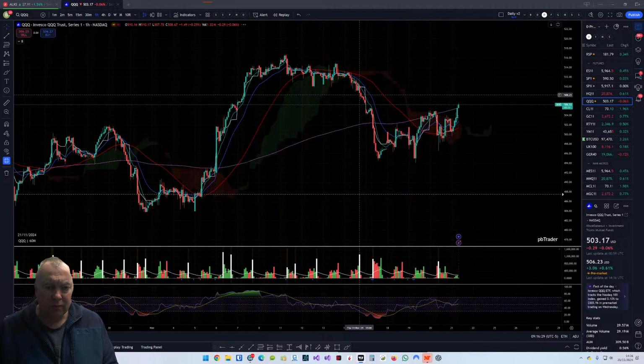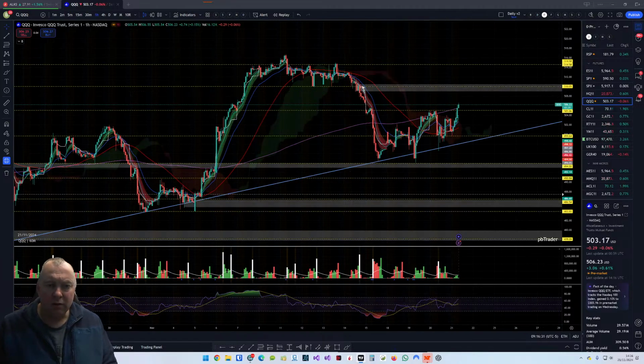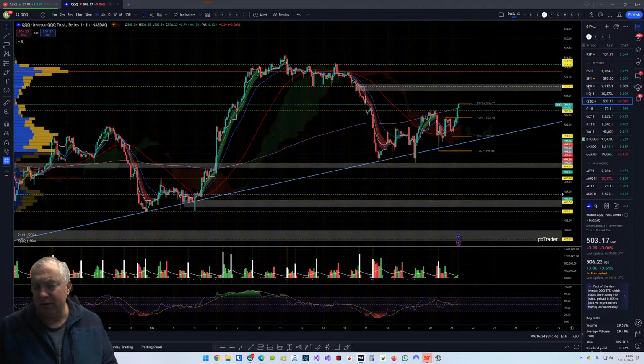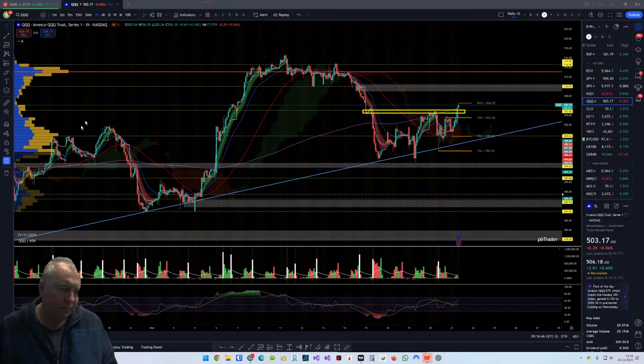QQQ, exactly the same. I've already got that zone marked out from yesterday. 510 for the rejection, so this entire area we can watch for rejection. Watch for the bounce down at 505, and then we've got 500. Okay, I do quite like that.